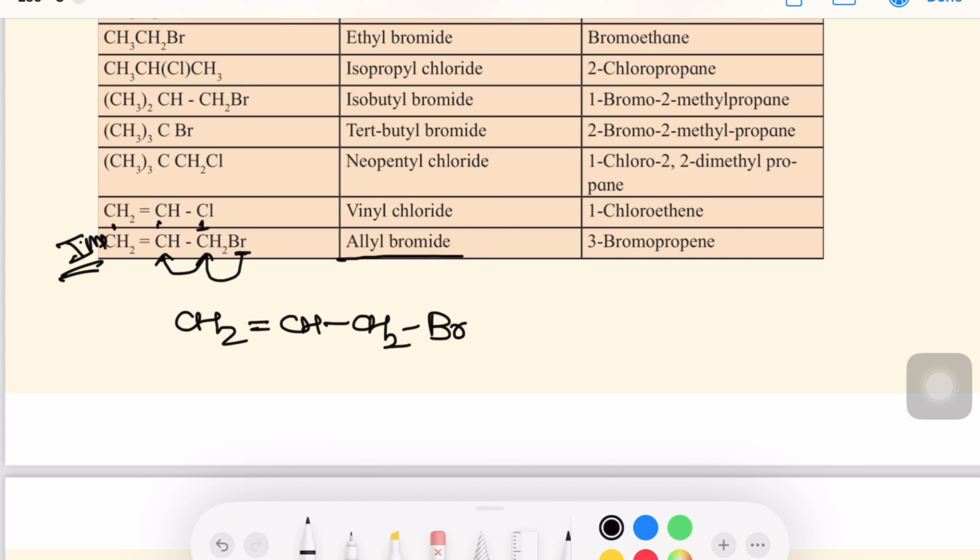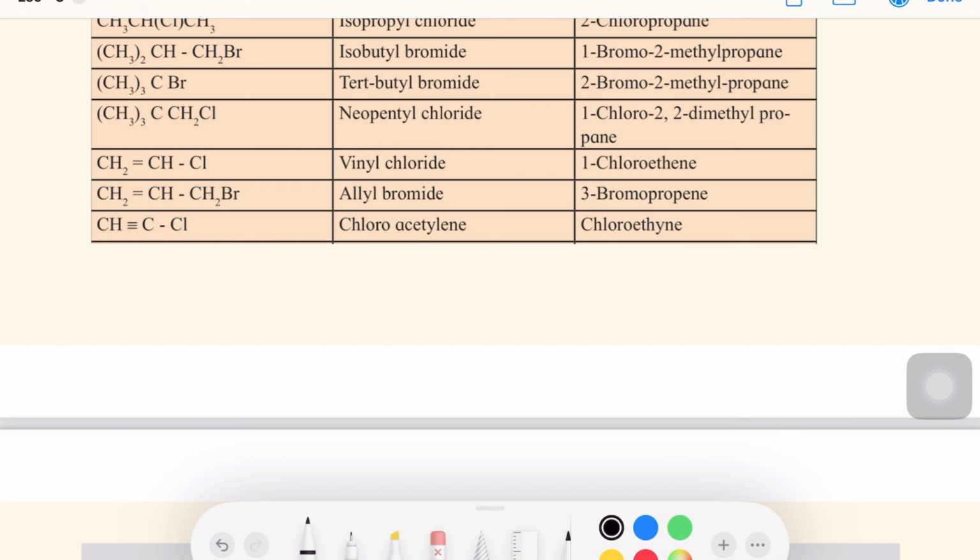Okay, understood? Then next is CH3-C≡C-Cl. What type of hybridization is here? sp hybridization because it contains a carbon-carbon triple bond. So the name of this is chloroacetylene. Why acetylene? Carbon-carbon triple bond, two carbon compound of the alkyne group, named as acetylene. So the name of this compound is chloroacetylene, and the IUPAC name is chloroethyne. Why ethyne? The yne ending means the compound contains a carbon-carbon triple bond, and the halogen is chlorine, so chloroethyne.